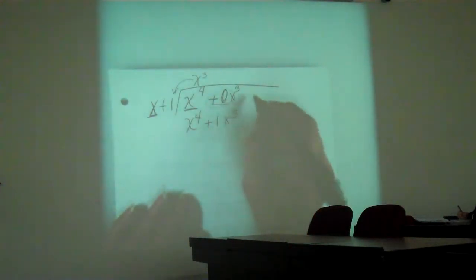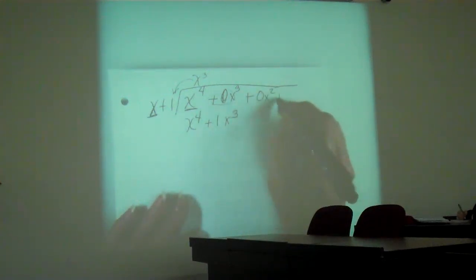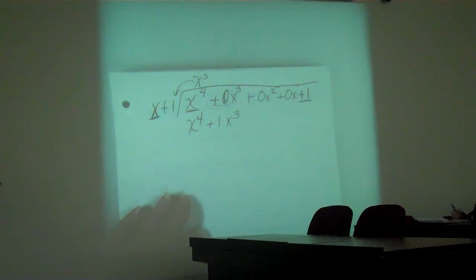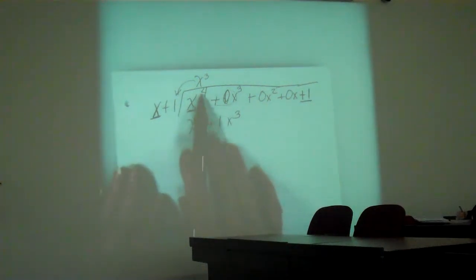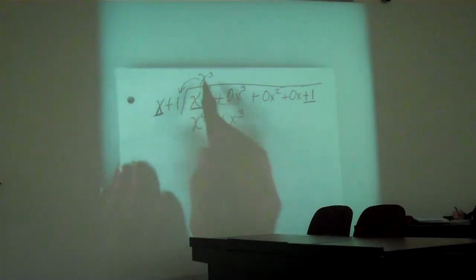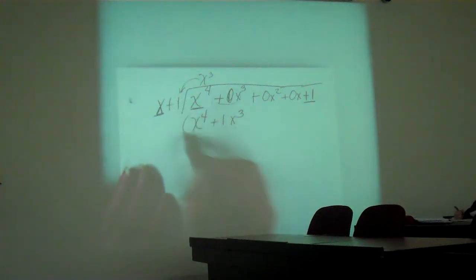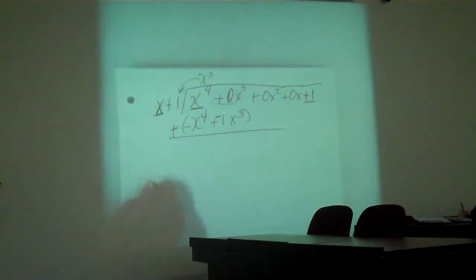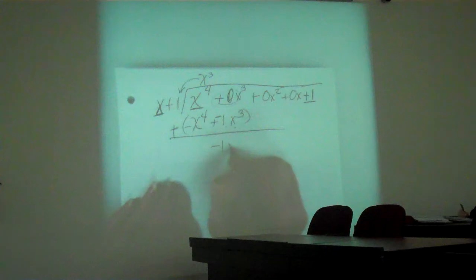And then we're probably going to need how many x squares there are and how many x's there are. And then we'll put the plus 1 over here, because every time you multiply, you're going to end up with that term and one less. Okay? So we have x cubed times 1 is 1x cubed. Let's subtract that. Add the opposite. So 0 minus 1 is negative 1x cubed.